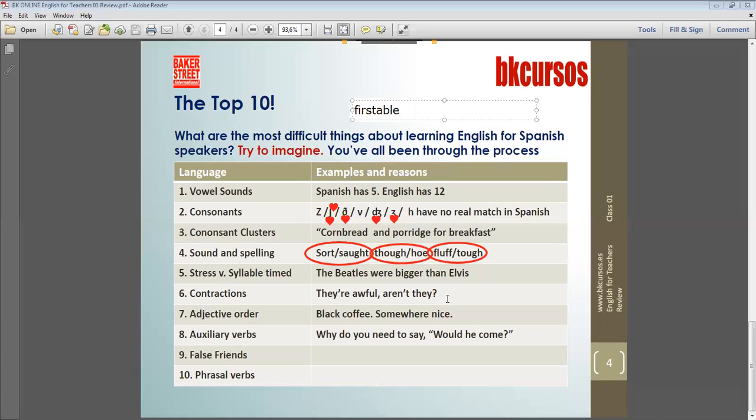As many as you like, I think, for the speakers. Okay. Contractions then, yeah. They're awful. And then not only a contraction, but also a question tag to make it even more complex, right?